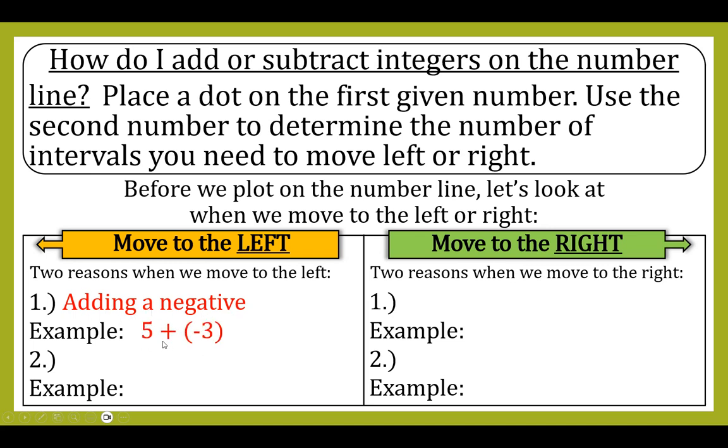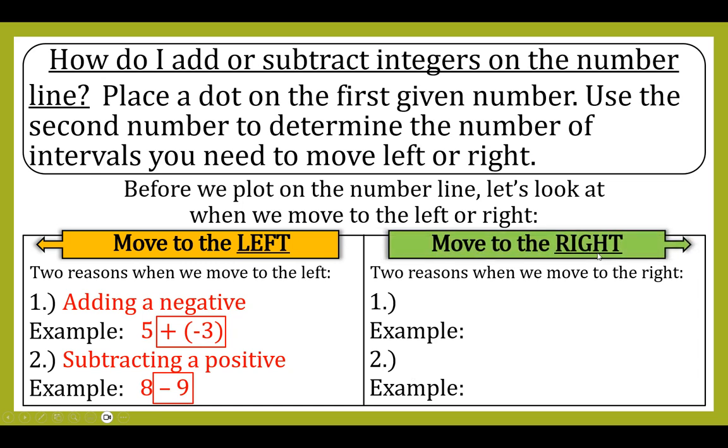For example, 5 plus -3, we are adding a negative value, so that is when I'm going to move to the left. Another example is subtracting a positive. So 8 minus 9, you are actually subtracting a positive value. I know that it can be confusing, and students might think that this is -9, but this is actually saying subtract positive 9. So again, you are subtracting a positive.